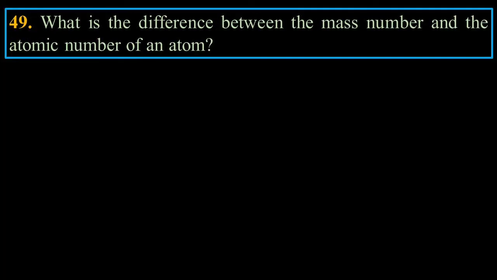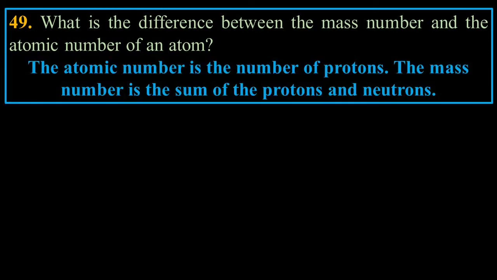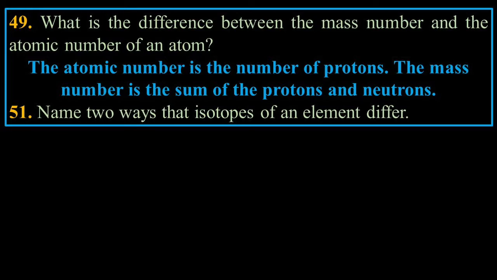Using the periodic table, what is the difference between the mass number and the atomic number? The number of neutrons. The atomic number is the number of protons. The mass number is the sum of the protons and neutrons. So the difference is the number of neutrons. That is what the question asked, not what is in each, or what each means, but the difference.